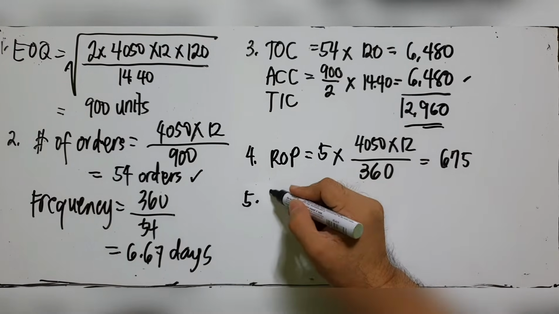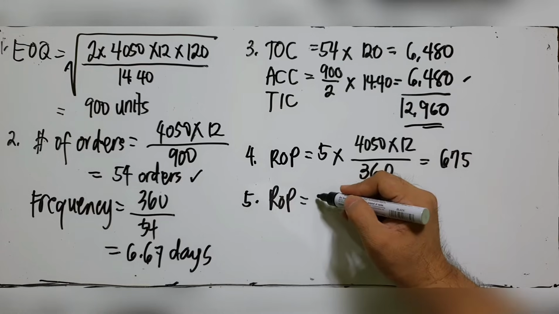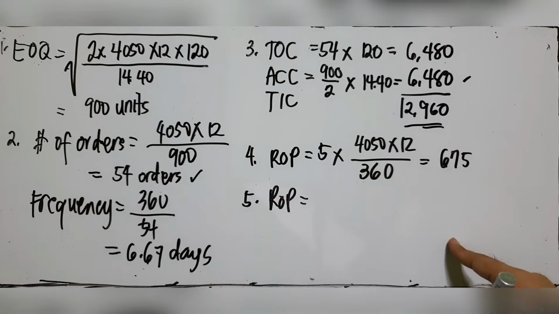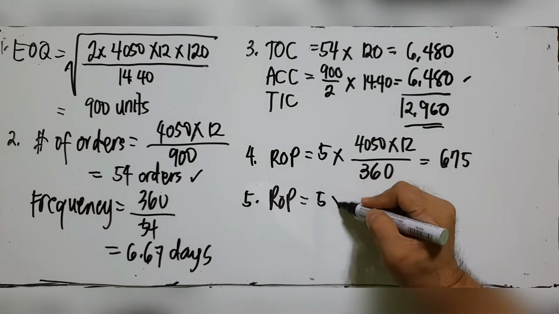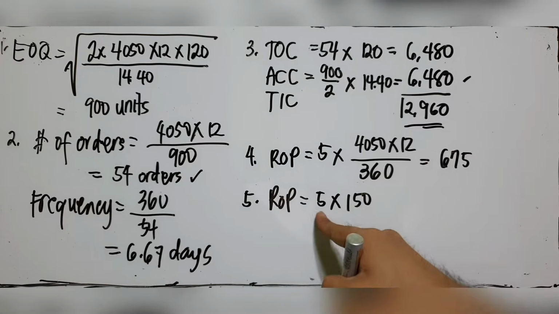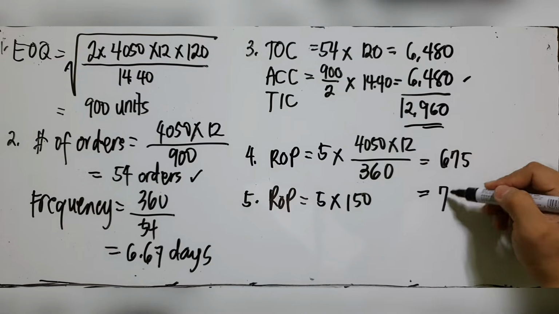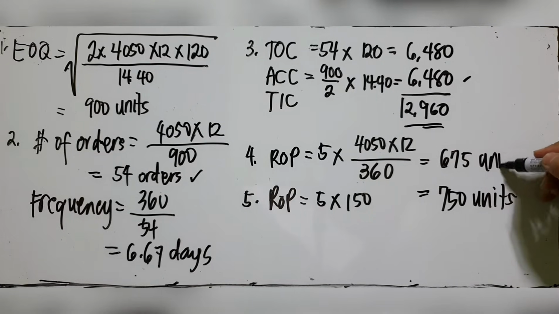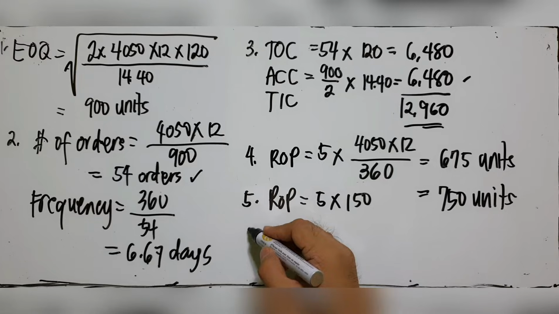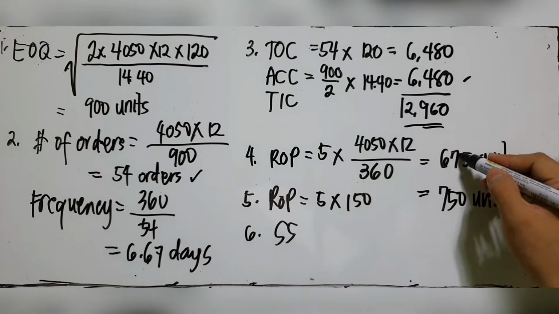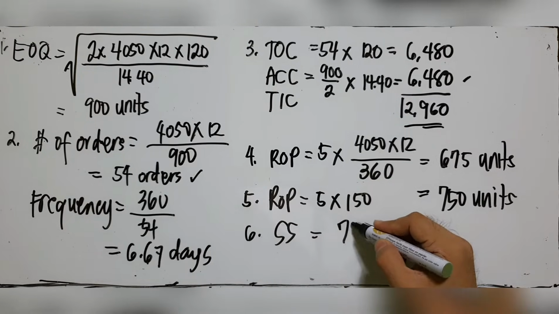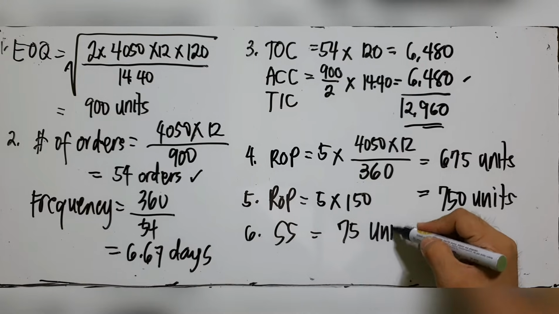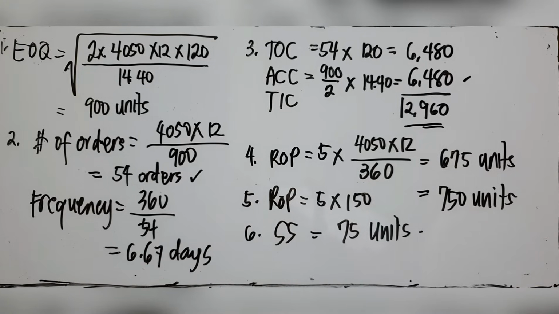And number 5 is asking for the order point if the maximum usage is 150. So, 5 times 150. Lead time times the maximum usage. So, the answer is 750 units. Okay? And lastly, safety stock again. So, the difference of the two, the safety stock is 75 units. Okay, so that's problem number 5. So let's move to the next problem.